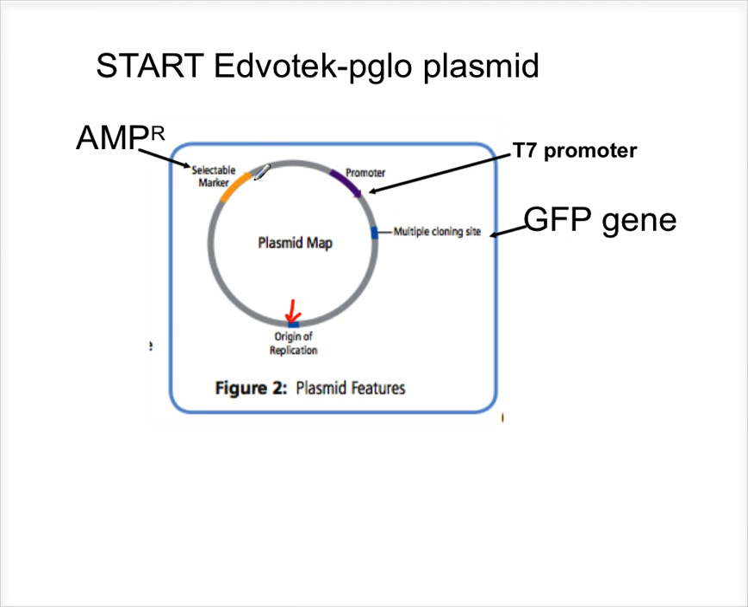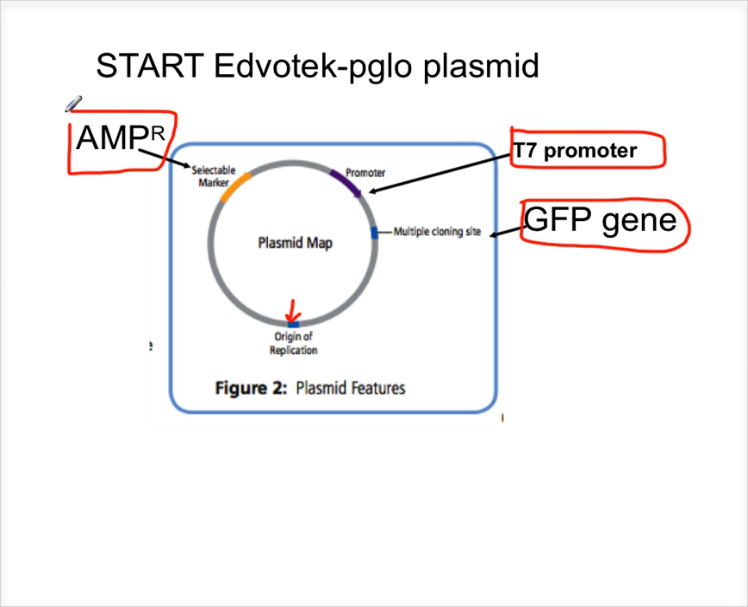This plasmid has a number of important parts. The first is a plasmid must have an origin of replication so it can replicate. The second, it has to have a multiple cloning site, and this is where the green fluorescent protein gene was actually inserted. In order to express this gene, you need to have a promoter, because remember, promoters switch on genes, and in this case, the promoter is known as a T7 promoter. And finally, we have to have a way of selecting which bacteria actually took up the plasmid, and that's an additional selectable marker, and in this case, it's a gene for ampicillin resistance.